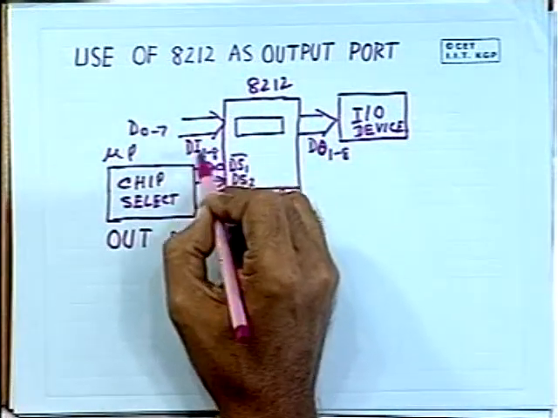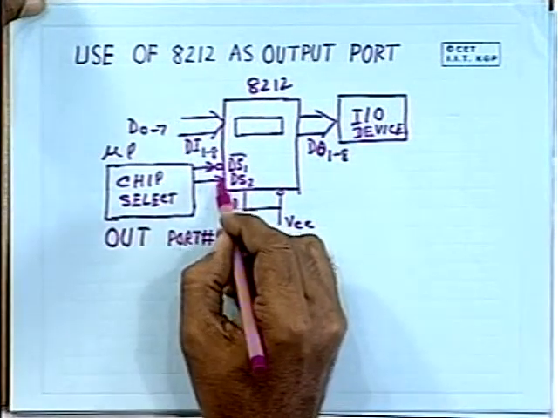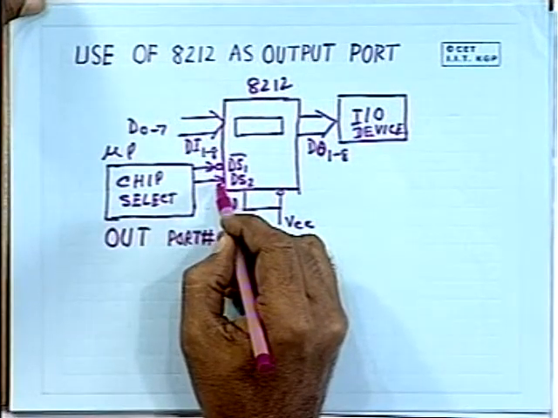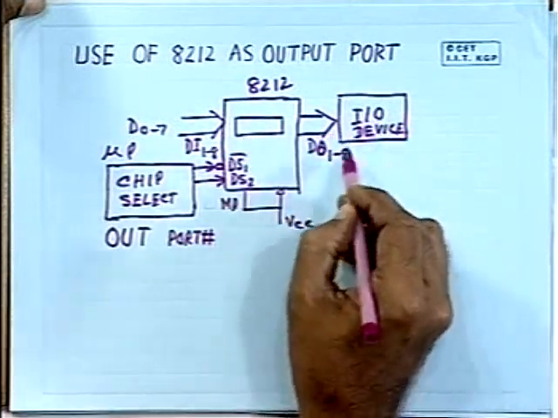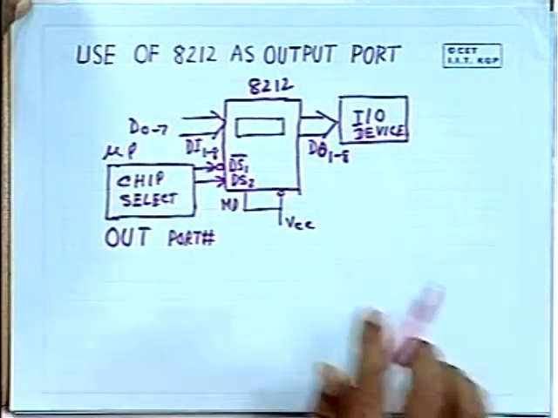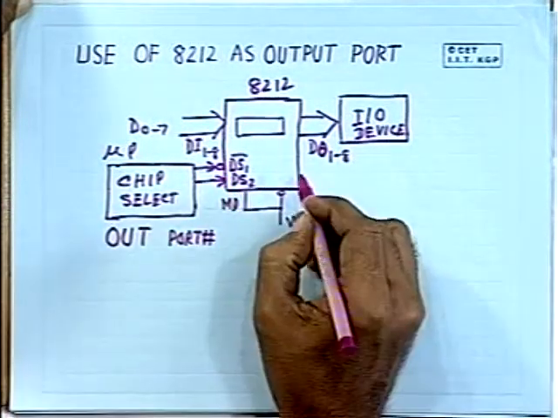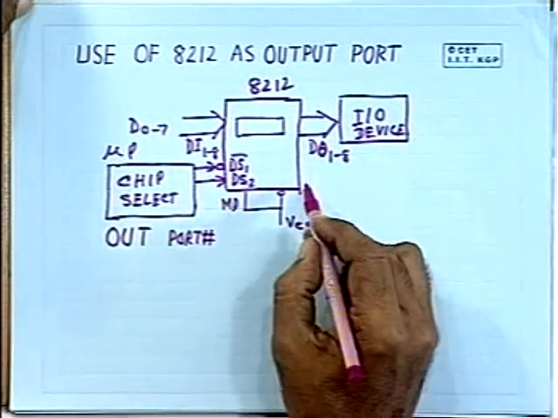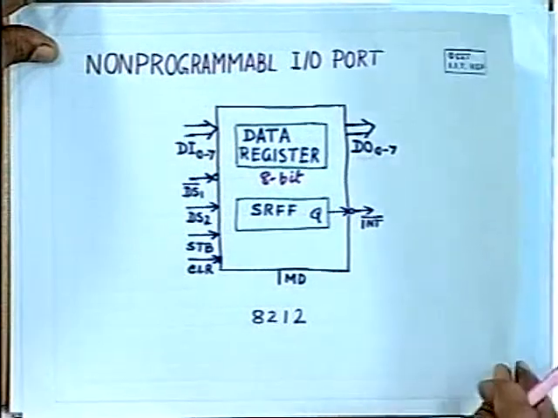So, by executing the out instruction, these two signals are activated, which latches the data into this buffer, and the output is available here. This is how it works. That means latching takes place with the help of the chip select signal. So, in this particular case, the interrupt line which I have shown has no role to play. It is not being used.